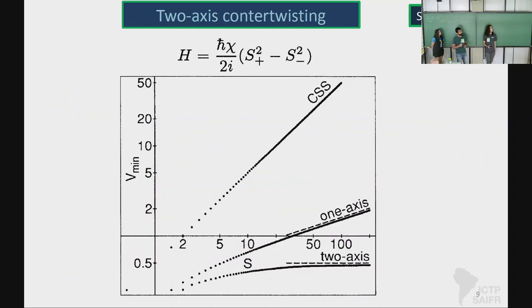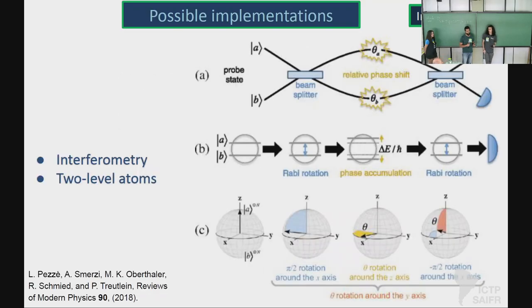And the other way to get squeezing is to use this kind of operator, which is called a two-axis counter-twisting operator, in the sense that it depends on the square of S plus and S minus. And you can see that in this graphic, which includes the variance. The minimum volume of the variance is this one for coherent states, this for the case of one axis, and this for the case of two axes, showing that this kind of Hamiltonian can reduce the uncertainties better than the other two. And now we will see how this can be implemented experimentally.